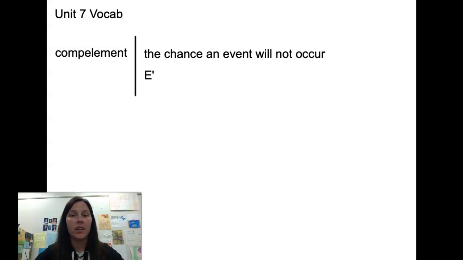Today we're still looking at theoretical probability, although the questions might be a little bit more challenging than what we saw yesterday. And we're also adding something called complement. So the complement of an event is the chance that it will not occur. And if you take a look at this symbol here, the apostrophe is what symbolizes not. So I used E for event, and then the apostrophe means that that event will not occur.